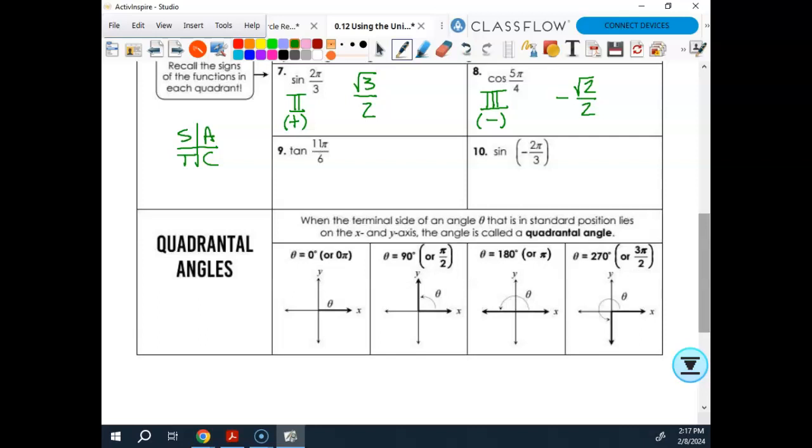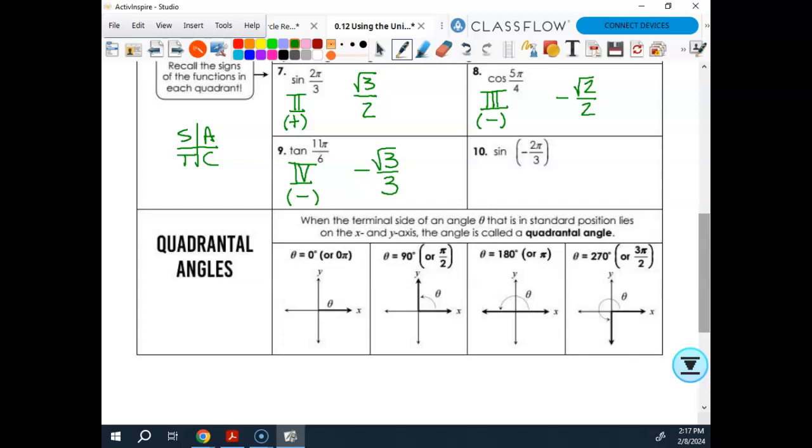All right, tangent of 11 pi 6. What quadrant is 11 pi 6 in? Fourth. Okay. In the fourth quadrant, is tangent positive or negative? Negative. So this is a negative something. What's the tangent of pi sixths? Square root of 3 over 3. So my answer is a negative square root of 3 over 3. All right?